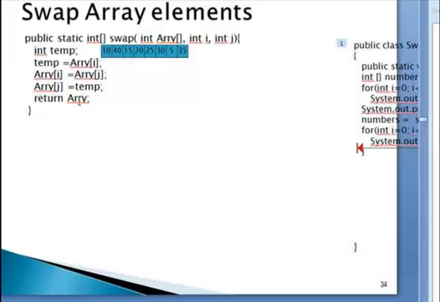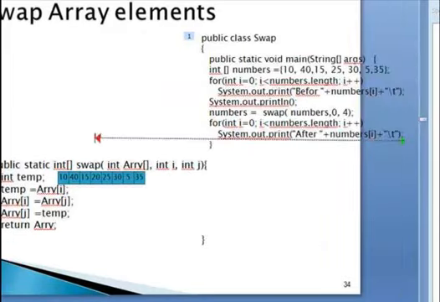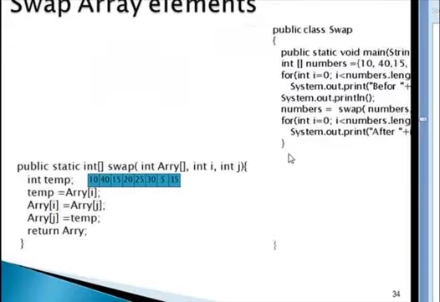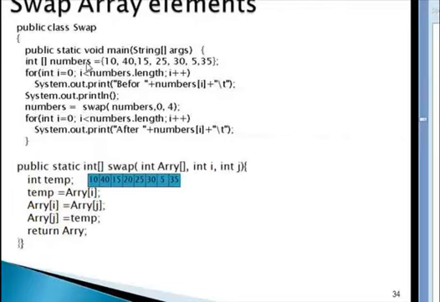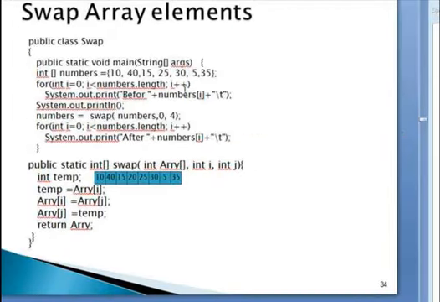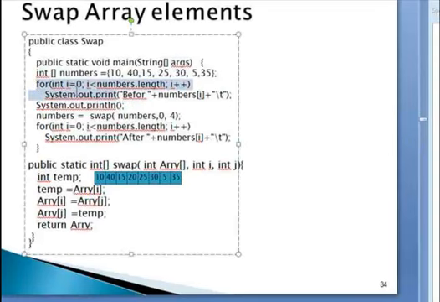Let's look at this example where we are adding a main method to this one and displaying the result. Here is the main method that I'll bring right here. If you notice, this is a simple print statement that I do before I swap, and it's going to display 10, 40, 15, 25, 30, and so on up to right here.